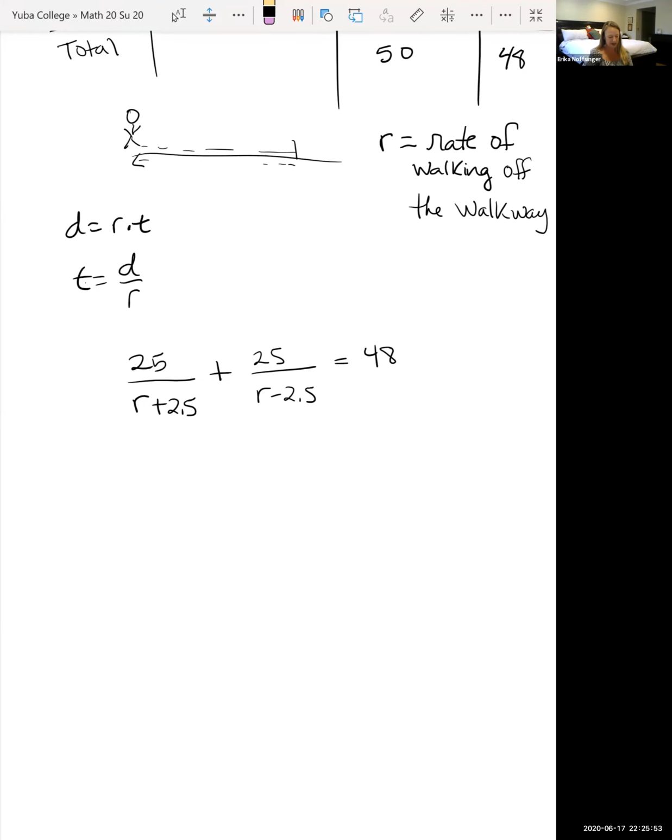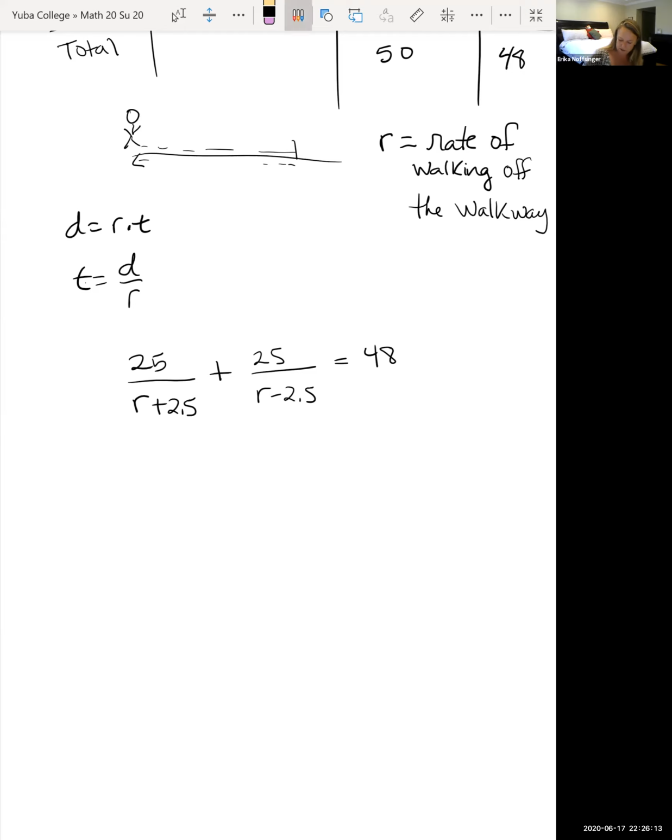So really, the hardest part of these things is usually setting them up. We have all the tools from earlier this week to solve this. We have a rational equation. We want to get rid of the rational equation. We can multiply both sides by our common denominator.